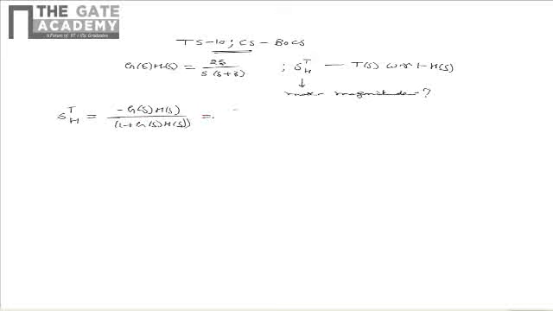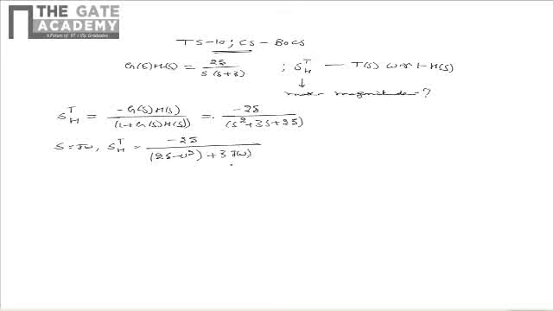And this upon simplification becomes minus 25 divided by s square plus 3s plus 25. Upon substituting s equal to j omega, we see that the sensitivity becomes minus 25 divided by 25 minus omega square plus 3j omega, and the magnitude of the same can be written as abs of S_H^T equal to 25 divided by square root of (25 minus omega square) whole square plus 9 omega square.